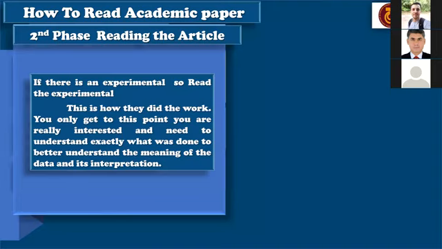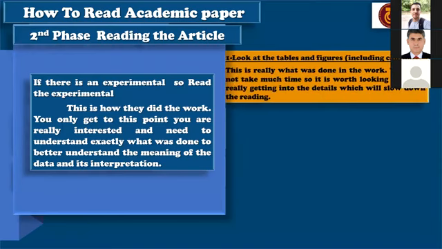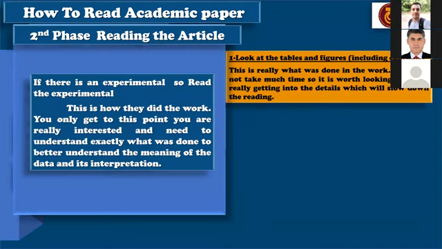You only get to this point if you are really interested and need to understand exactly what was done, to better understand the meaning of the data and its interpretations. So in the second phase, what must we do? We must look at the tables and figures. This is really what was done in the work. This does not take much time, so it is worth looking at it before getting into the detail, which will slow down the reading.